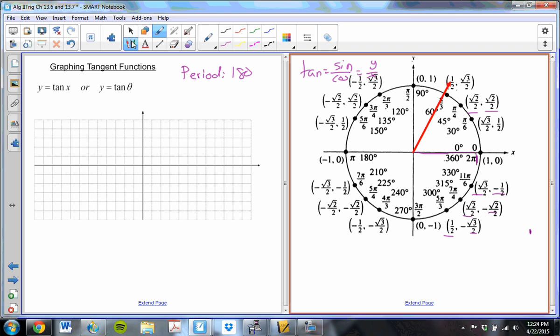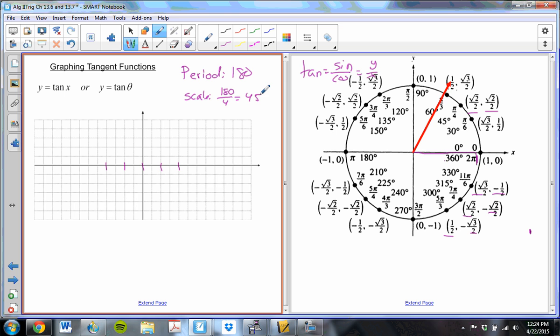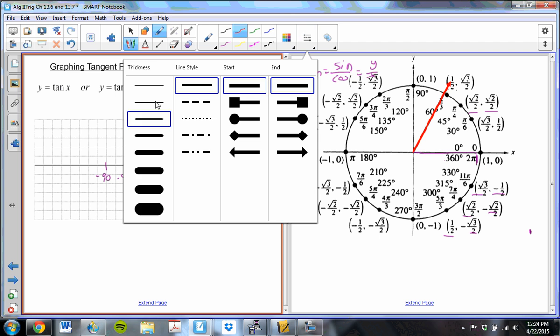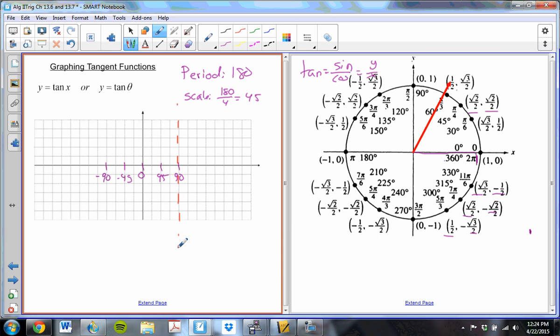But I'm going to think about going 1, 2, 3, 4, 5 hashes. I still do 5 hashes, but now I do 2 to the left and 2 to the right. And if the period is 180, my scale is going to be 180 over 4, which is 45 degrees. I'm going to count by 45 degrees. So here's 0, here's 45, here's 90, here's negative 45, and here's negative 90. And we know that at the tangent of 90, it's undefined, because 90 degrees right over here is when you're doing sine over cosine, 1 over 0, and that's undefined.